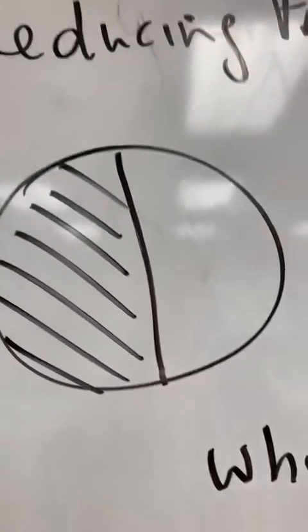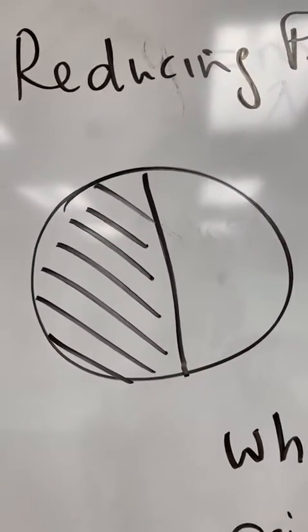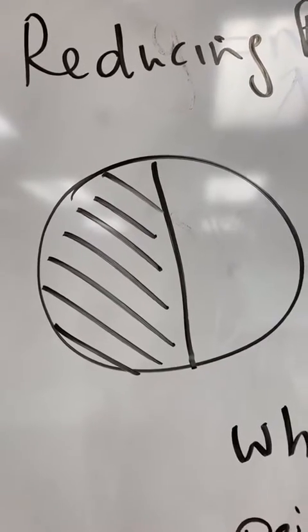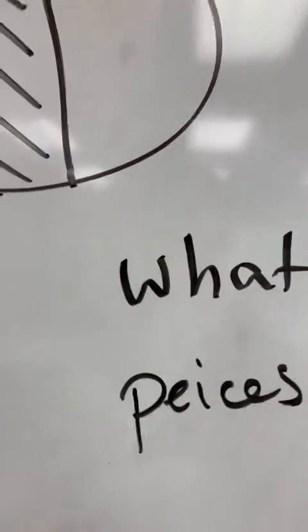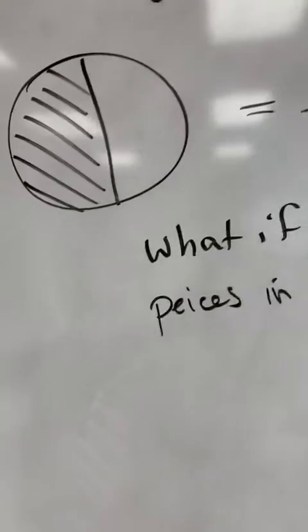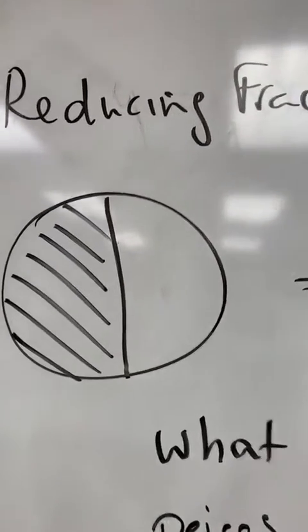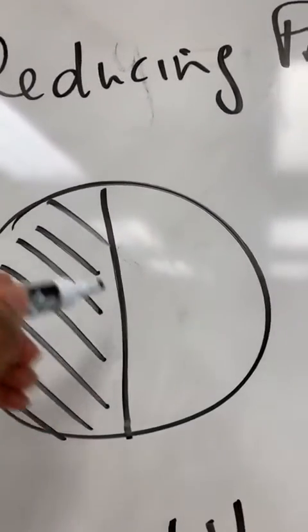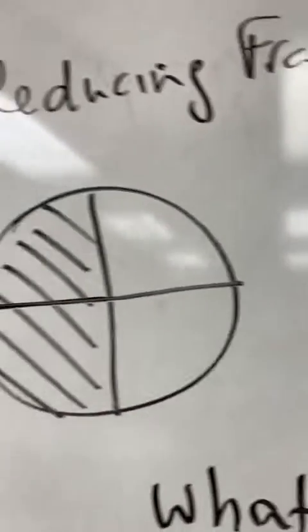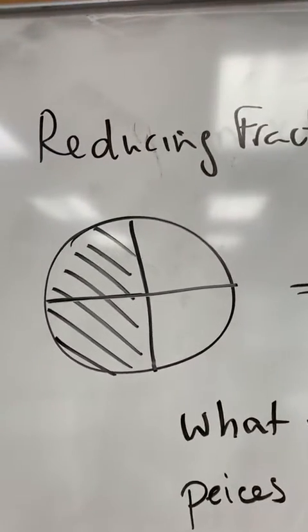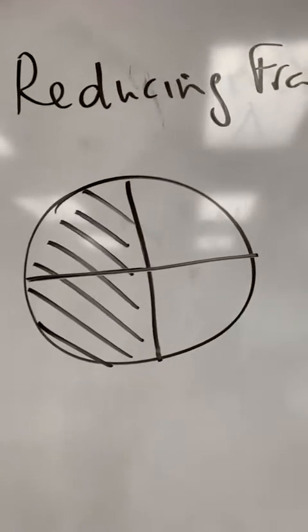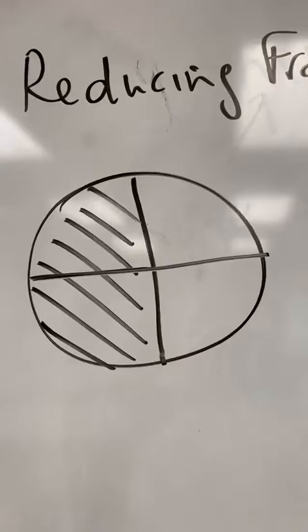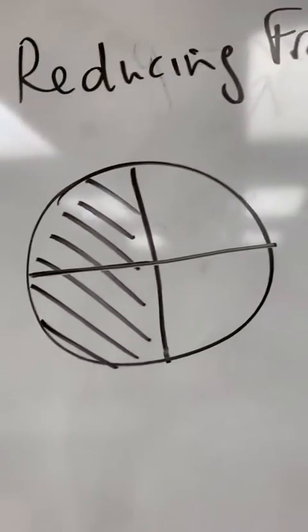Excuse my handwriting. As you can see here, I have a circle cut in half, shaded in one side of it. So we're looking at a fraction of 1/2, 1 out of 2. All right, so what if I cut both of these pieces in half, right? If I cut both of these pieces in half, now what am I looking at? No longer 1 out of 2, is it? So after I cut it down, it went from being 1 out of 2 to 2 out of 4.